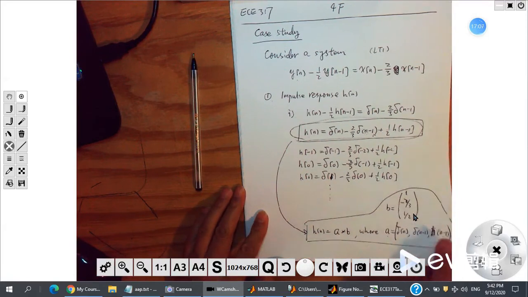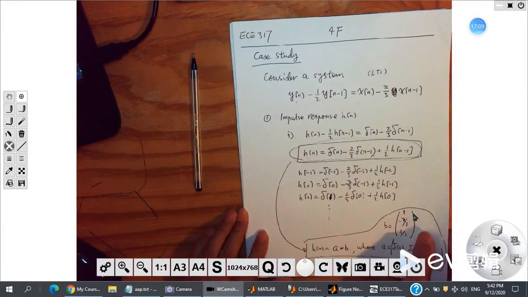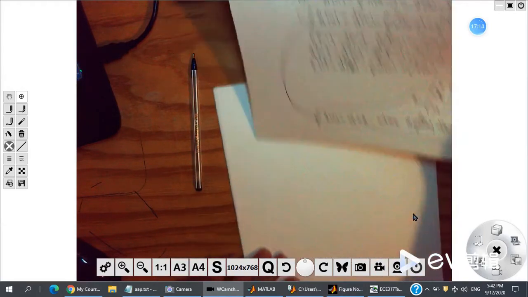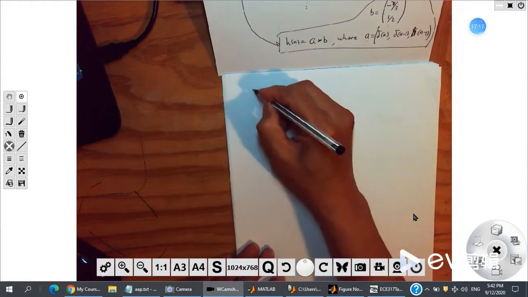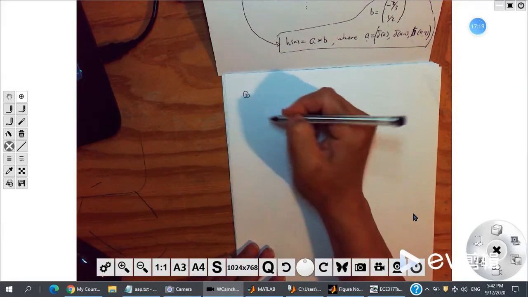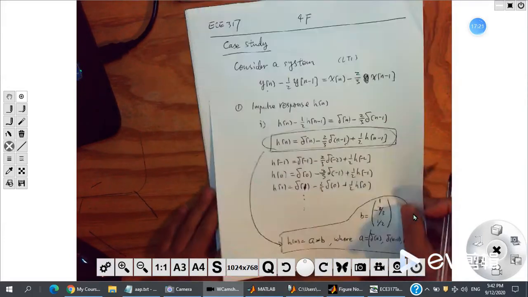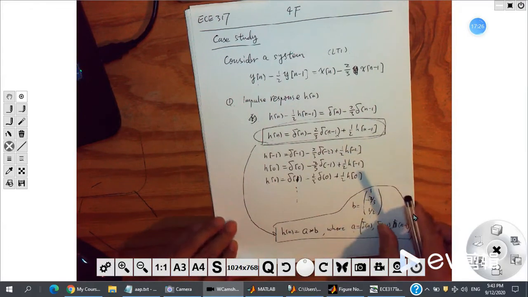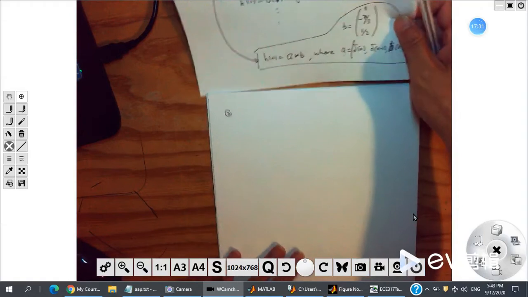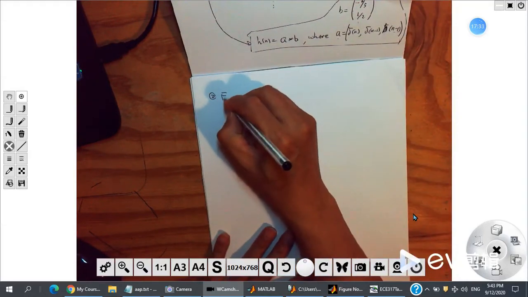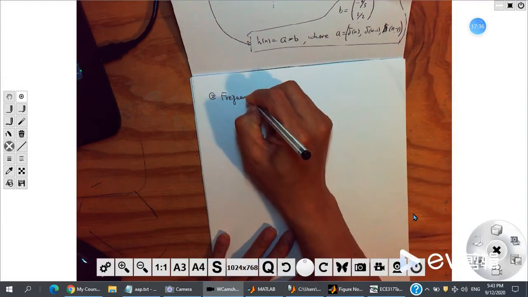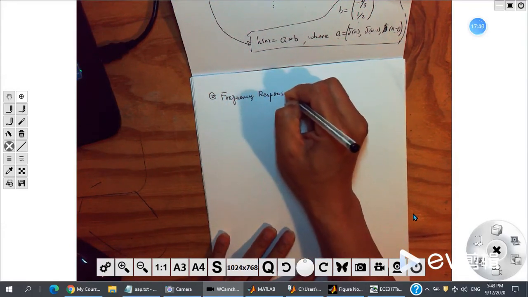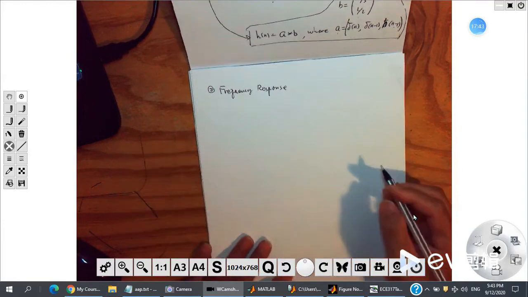Okay. Then we also know the frequency response, right? Second thing is the frequency response. I have 2, I said 1. Yeah, then 1 is here. I already have 1 here. Frequency response. So what is the frequency response?